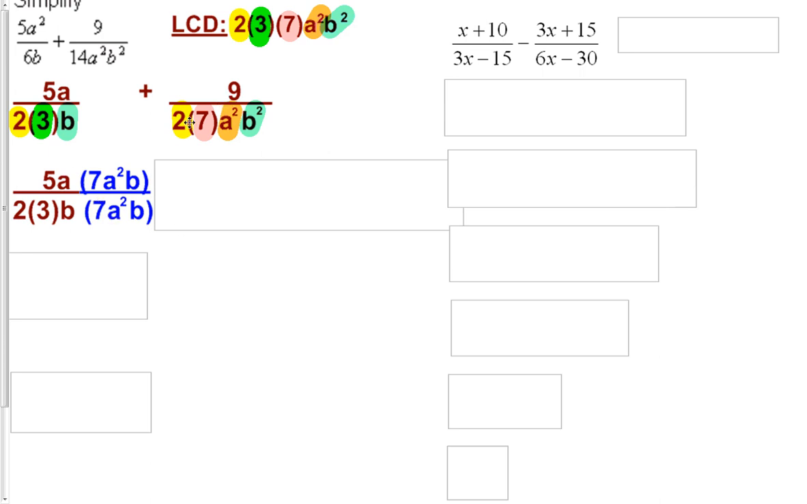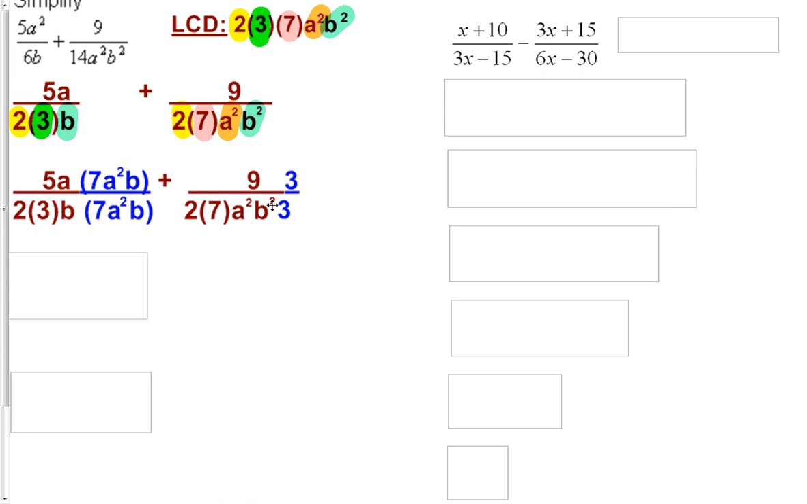On the right side here, we have the 2 present, we're missing the 3, so we need to multiply top and bottom by 3. A squared we have, 7 we have, and B squared we have. So we really just need to multiply top and bottom by 3. So this one's a little bit simpler to work with.